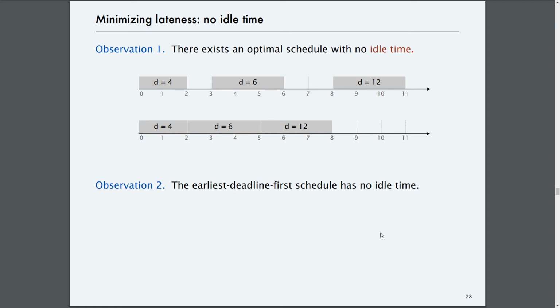Okay, so first of all, there will be an optimal schedule which has no idle time. If we have idle time, then we're just shifting values to be later for no reason, essentially. So instead of doing that, we just schedule each job right after the next. And that's what we do in our earliest deadline first schedule. It has no idle time. Okay.